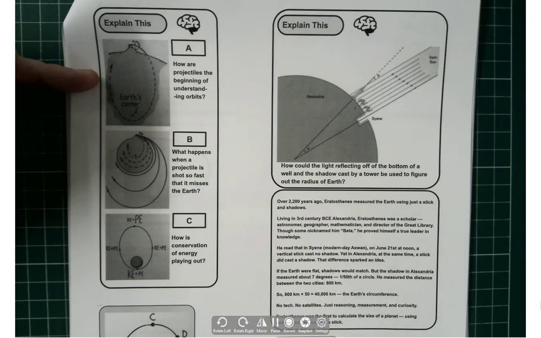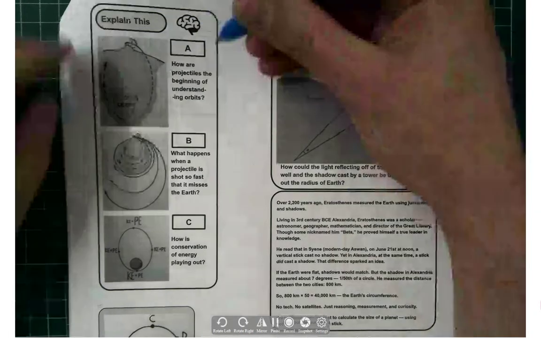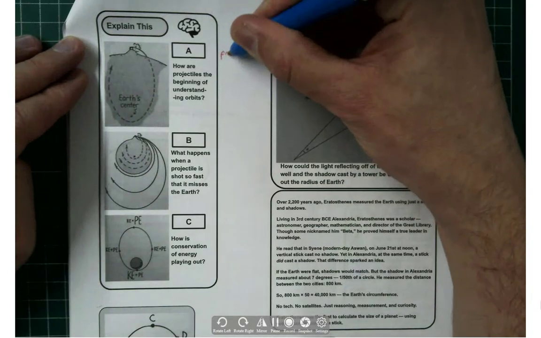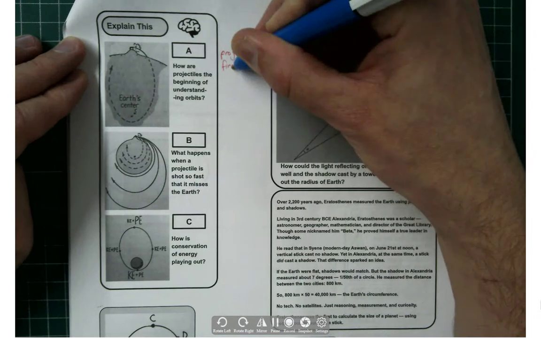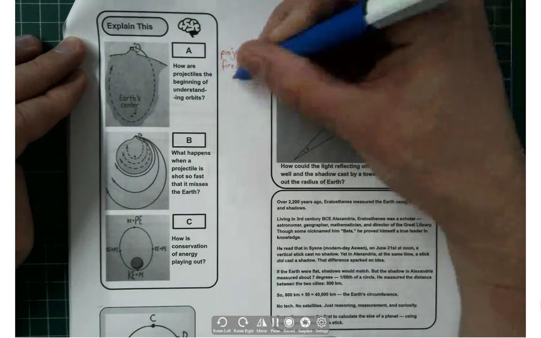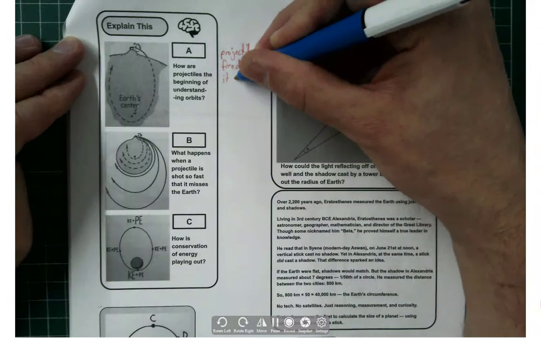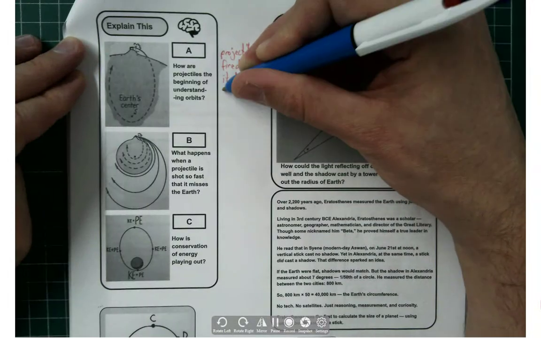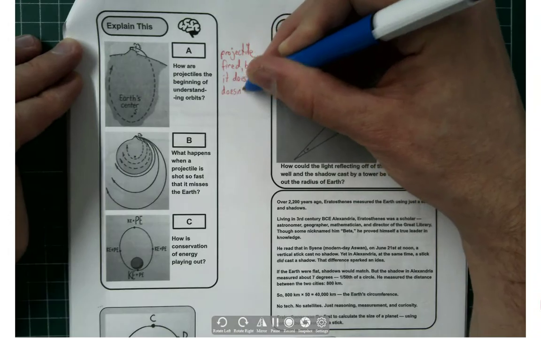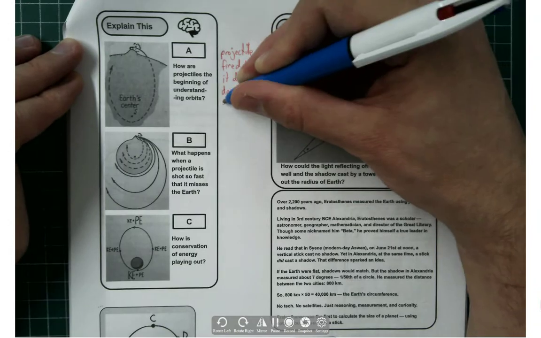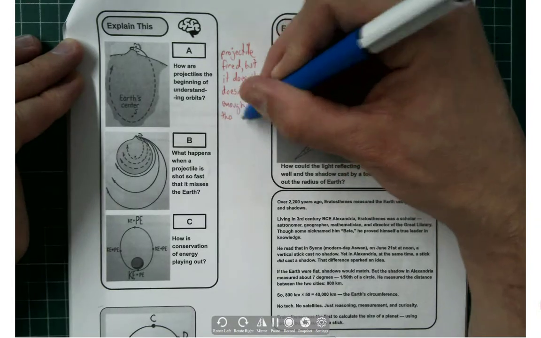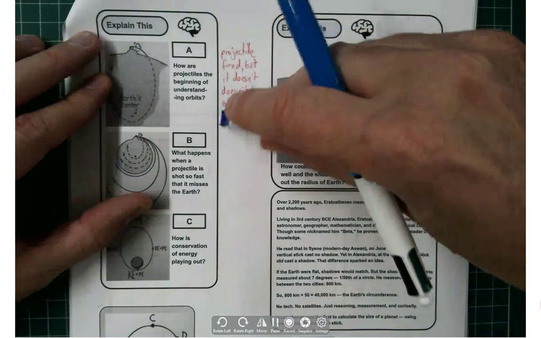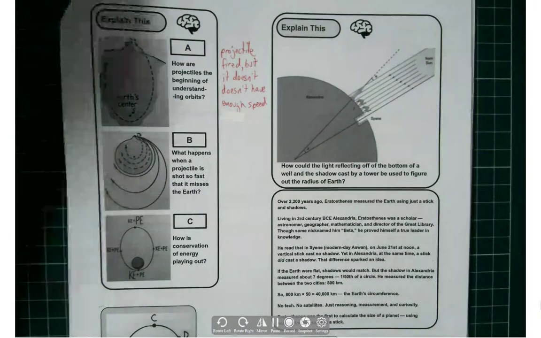All right, I'll do the first one with you. Consider helping me on the next one. All right, so we have a projectile. Projectile fired, but it doesn't have enough speed. Doesn't have enough speed to miss the Earth.